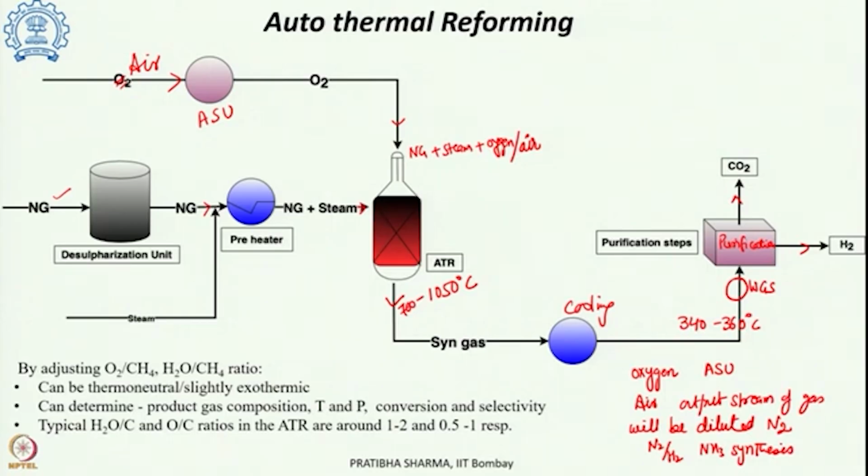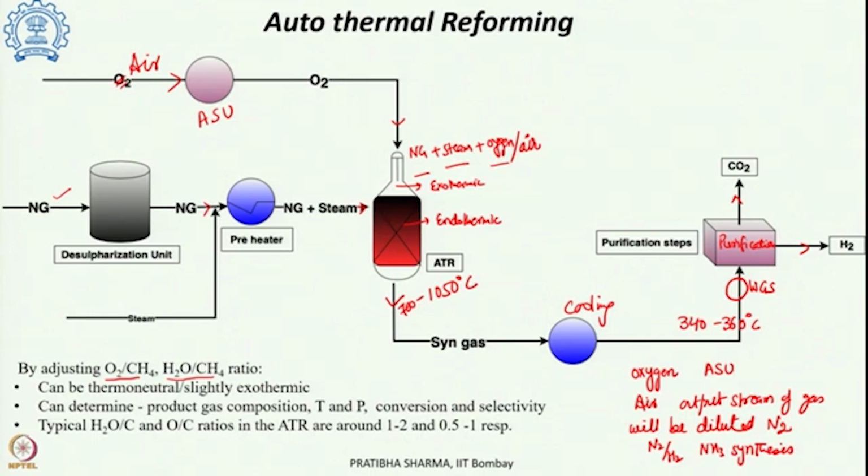The important thing here is that the ratio of steam to methane or oxygen or air to methane can be adjusted in such a way that the process can be made thermoneutral or slightly exothermic. In the beginning it will be an exothermic reaction, and in the catalyst bed there will be endothermic reactions that will occur. So, the overall process can be made thermoneutral by appropriate choice of O2 by CH4, oxygen to methane ratio, or steam to methane ratio.